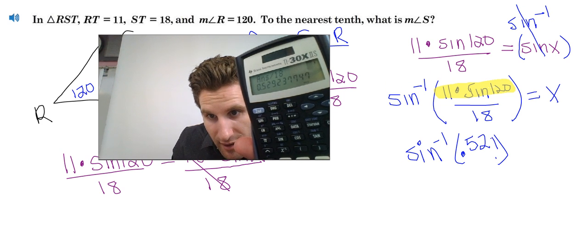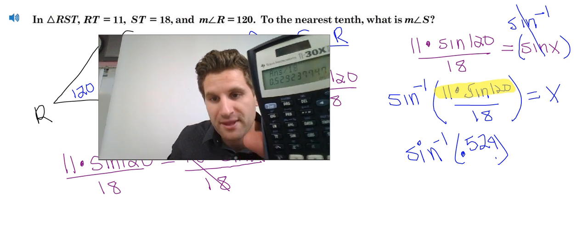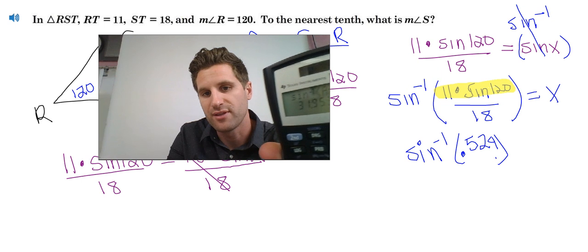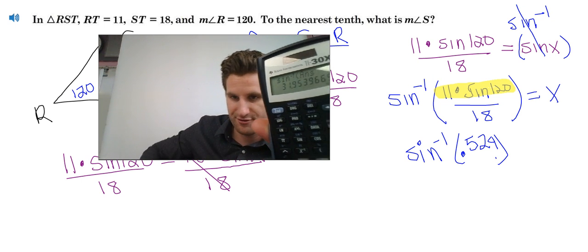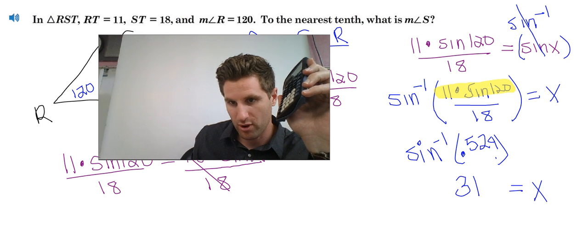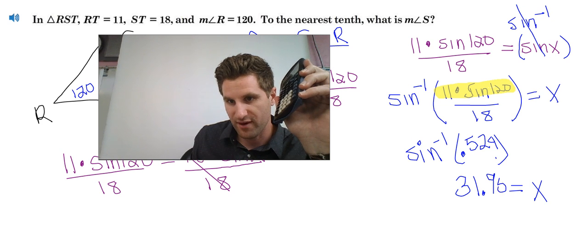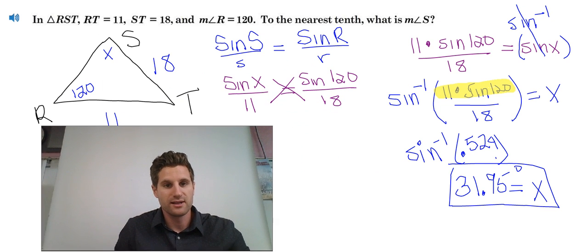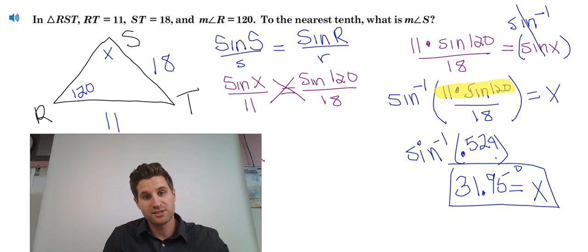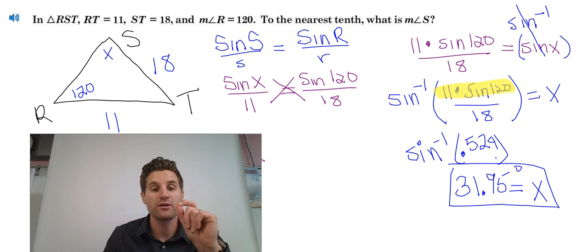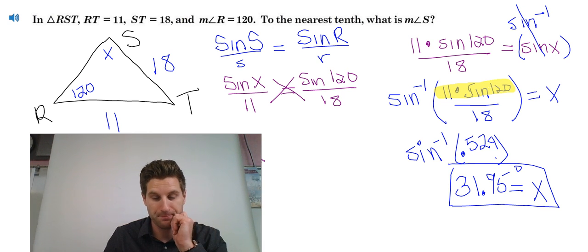0.529. And now this will work. Do the inverse sine of the answer. And if you do that, we get 31.95. Okay? So x will equal 31.95. And this is in degrees because we're talking about an angle. Let's see if this makes sense. 120 was opposite 18. 31.95 degrees is opposite 11. This makes sense because we know that we're going to get a smaller angle than 120 because 11 is smaller than 18. Okay?